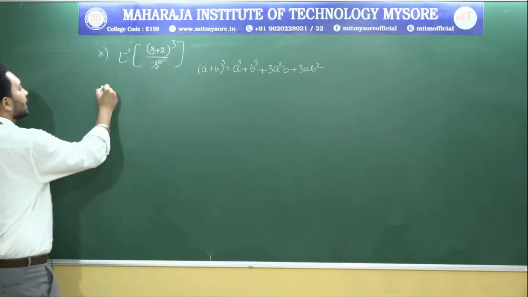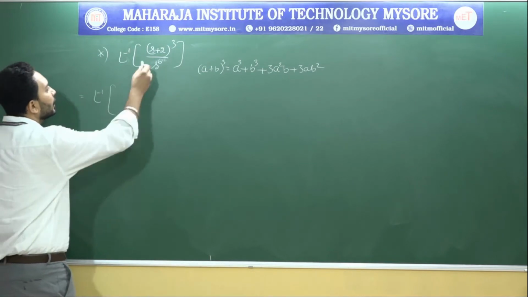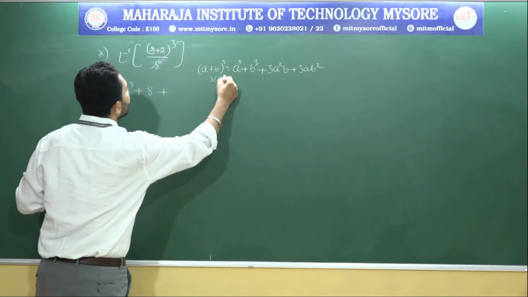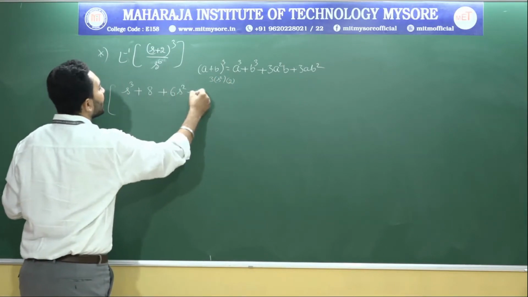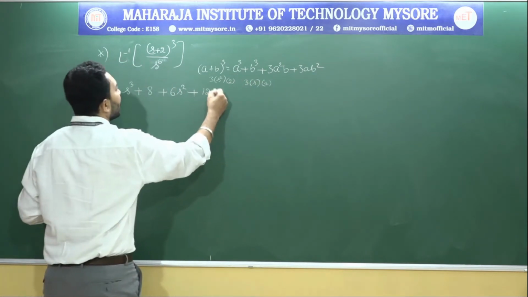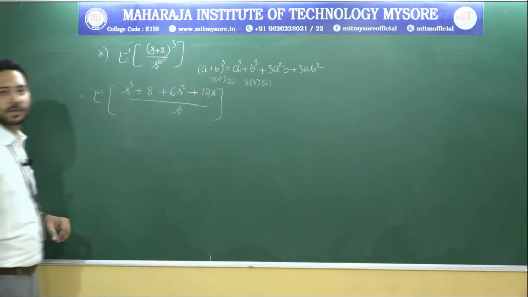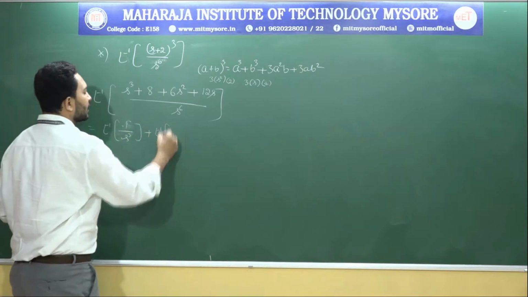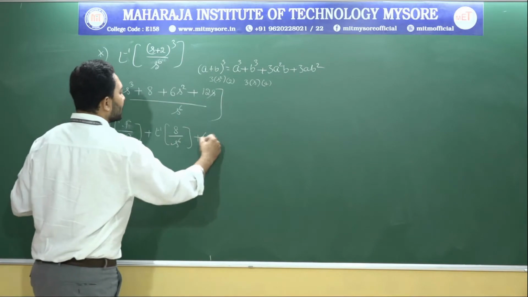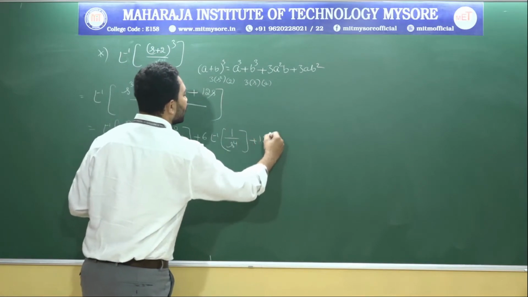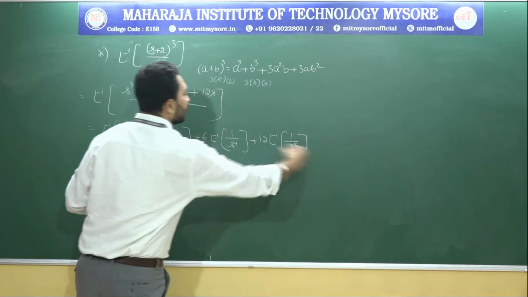So I can write this as L inverse of a cube plus b cube, which is s cube plus 8, plus 3a square b. 3 into a square is s square, b is 2, so 6s square, plus 3ab square. It is 3 into a, which is s, b square is 4, 4 into 3, 12s, divided by s power 6. So I can write this as s cube by s power 6. It is nothing but L inverse of 1 over s cube plus L inverse of 8 divided by s power 6 plus 6 into L inverse of s square by s power 6, which is 1 over s power 4, plus 12 into L inverse of 1 over s power 5.